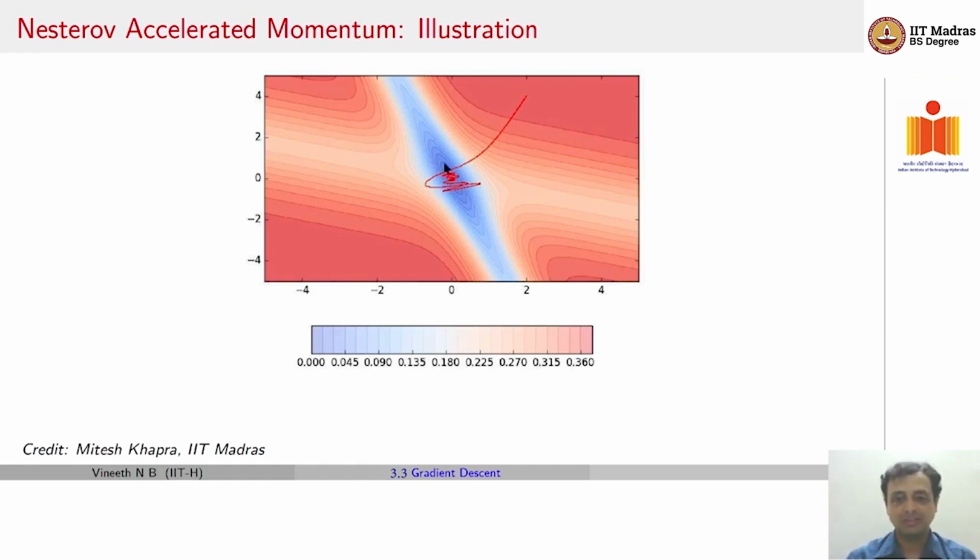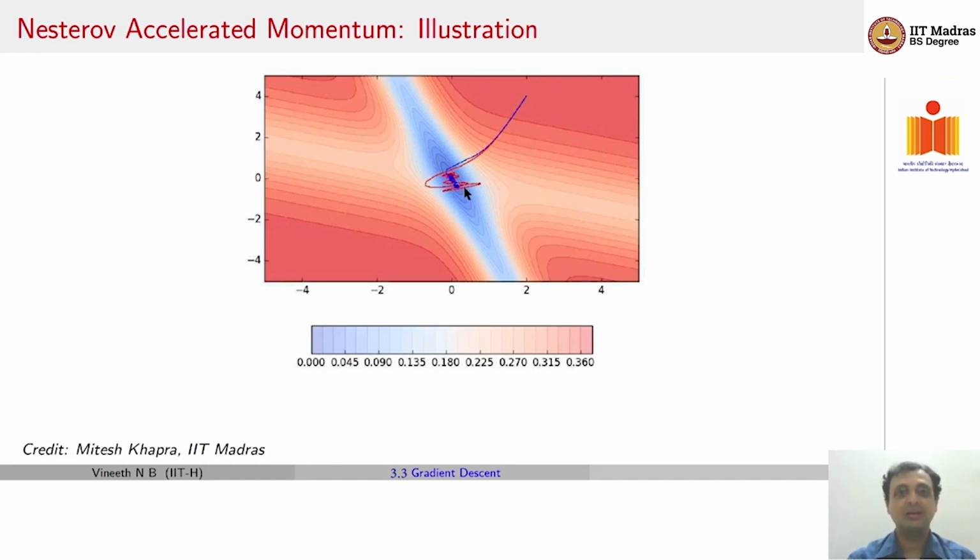Here is the illustration of the same example that we saw a few slides ago. This was the momentum traversal that we saw a few slides ago. Let's see how Nesterov momentum performs in the same setting. You see a blue curve starting out there at the same initialization. It seems to follow momentum, and here is where it differs. It doesn't oscillate as much as what momentum does.